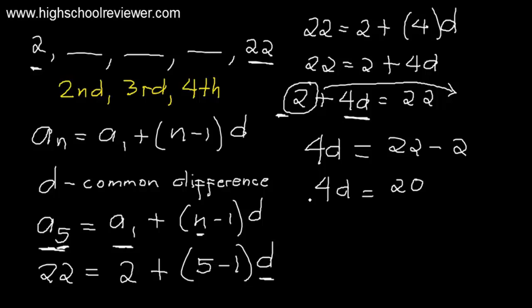So to find for d, we need to cancel out 4. To cancel out 4, divide both sides of the equation by 4. So 4 divided by 4, we can cancel this out, that is equal to 1. So 1 multiplied by d, that is equal to d. And 20 divided by 4 is 5. So we now have the value for d, so we can now solve for the second, the third, and the fourth term.